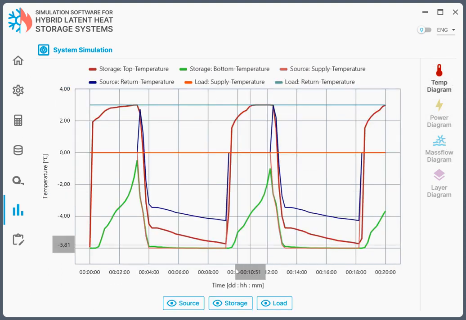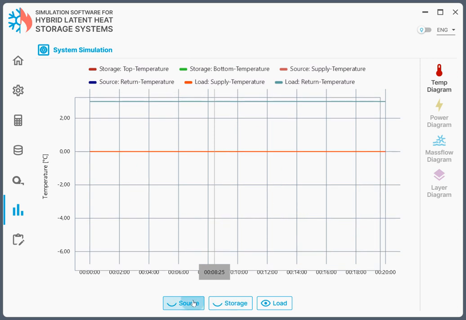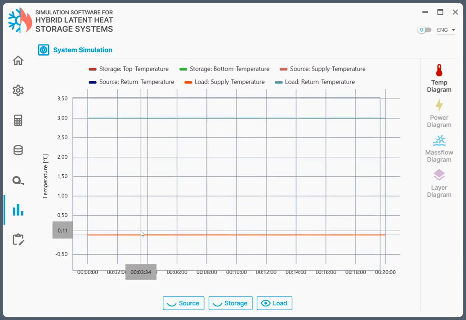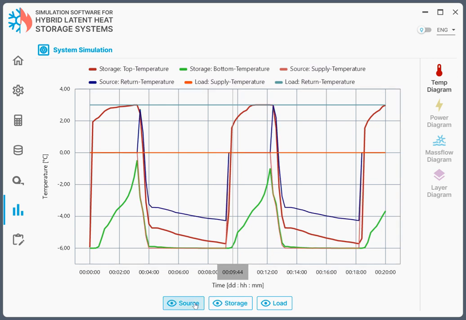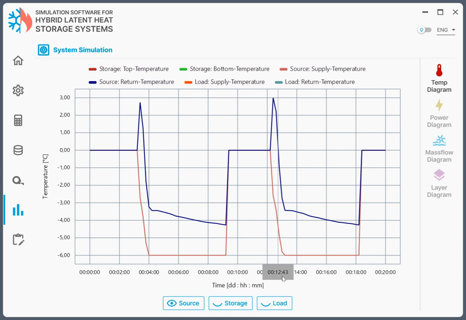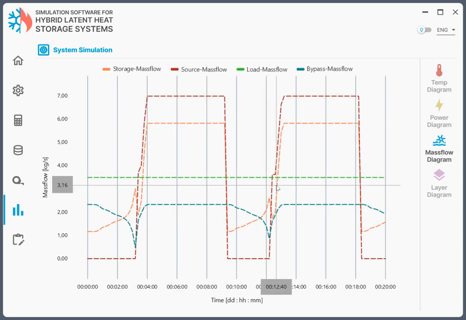This is the temperature distribution. You see that the load gets constant supply and return temperature. The storage system delivers and is regenerated by the source, which runs whenever the tank is out of energy. Here you see the mass flow distribution in the system between the tank, the chiller, and the process.